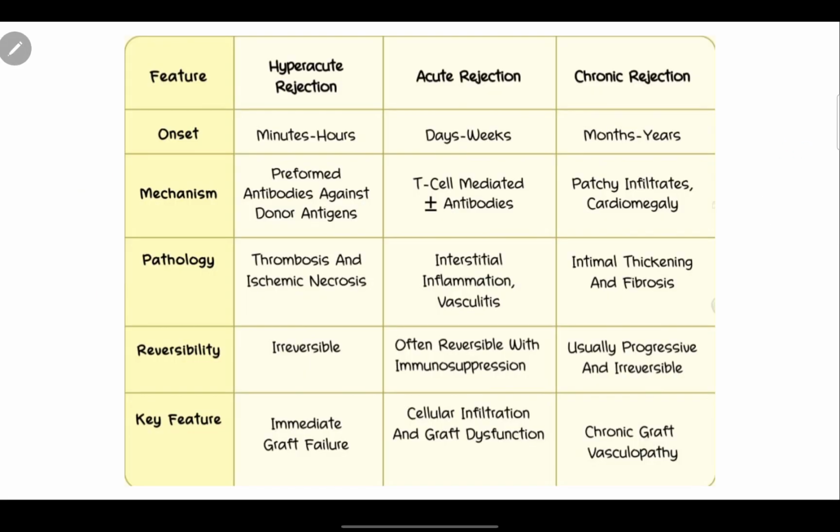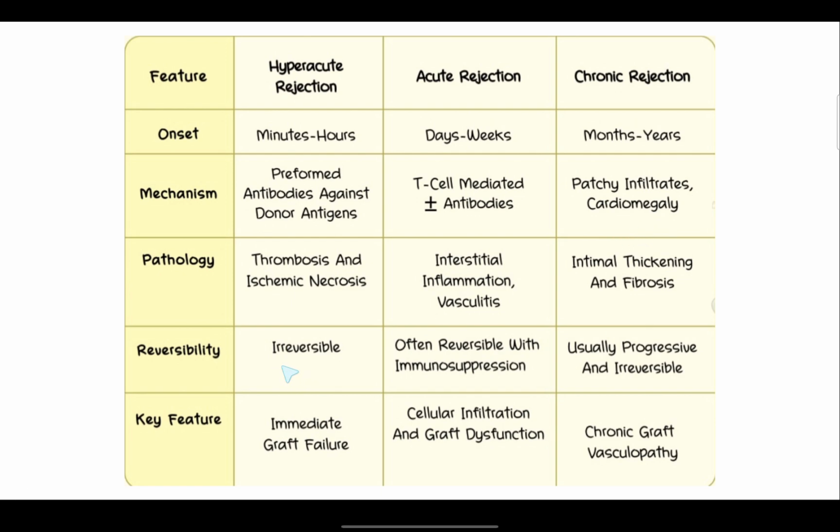Here is the diagram completely explaining hyperacute, acute and chronic rejection with different subheadings. Mainly, hyperacute occurs within minutes to hours, whereas acute rejection occurs within days to weeks and chronic within months to years. Hyperacute is mainly mediated by preformed antibodies against donor antigen, whereas in case of acute it is T cell mediated along with the antibodies, whereas in case of chronic it is patchy infiltrates and cardiomegaly.